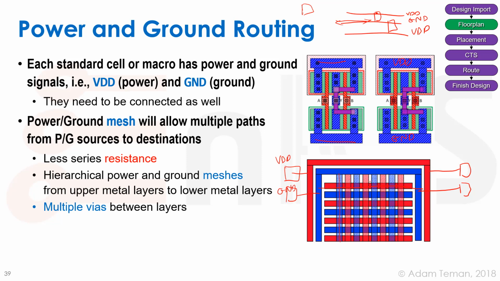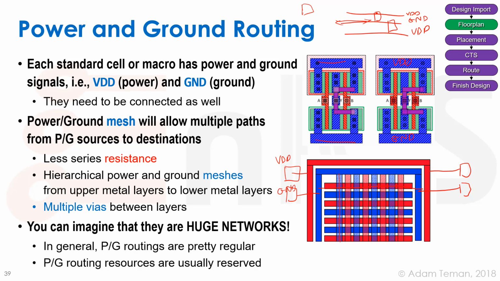We'll use a lot of vias between the layers to minimize the via resistance, which can get big. You can imagine that these are huge networks. In general, to make it happen easily, we make these power ground routings very regular, so we can do it with some sort of automatic scripting, and we don't have to really deal with every single wire. We just use some sort of script that puts, every certain pitch, another wire, and makes another via stack, and so forth.